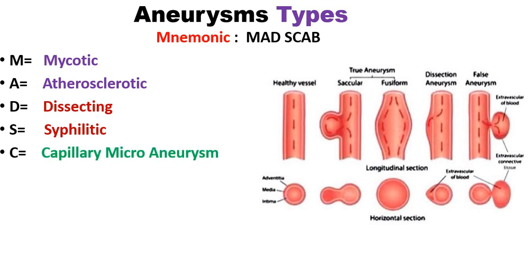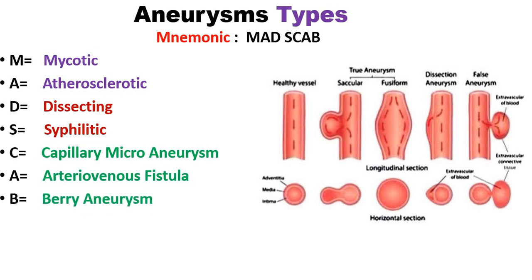Next is the C for the capillary microaneurysm. Next is the A for the arteriovenous fistula, it is also another type of aneurysm. Next is the B, and the last one is B for the berry aneurysm, it occurs in the brain vessels.